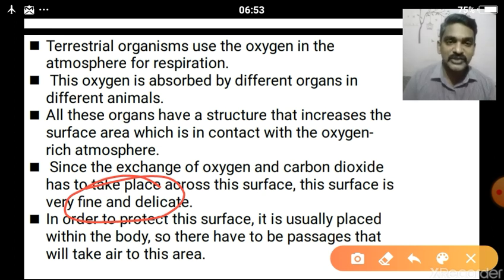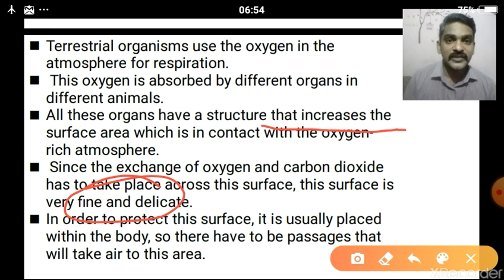Because through this surface only, the exchange of gases, that is carbon dioxide as well as oxygen, will be taking place. So it has to be protected. This is the reason why these organs are placed inside the body. When it is placed inside the body, it is completely protected. And if you see here, you can see the surface area increases. Why should the surface area be more? When the surface area is more, the contact with the oxygen rich atmosphere also will be more.